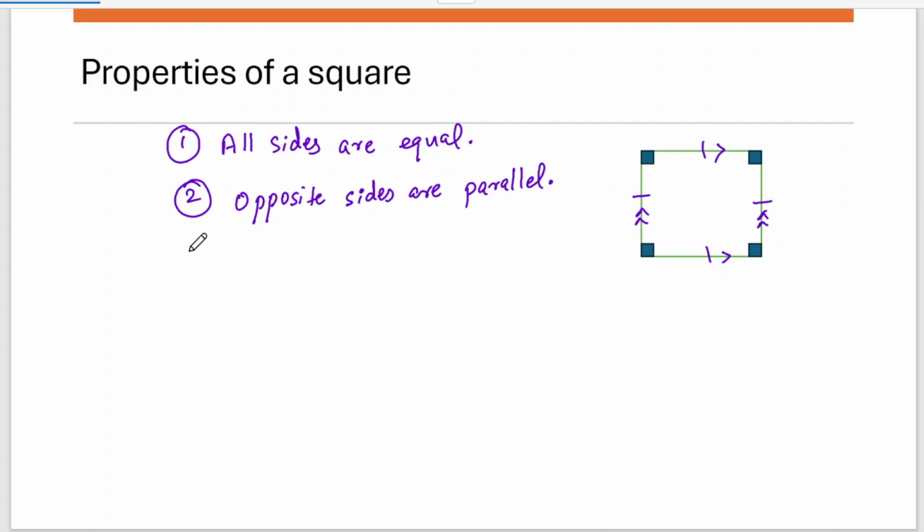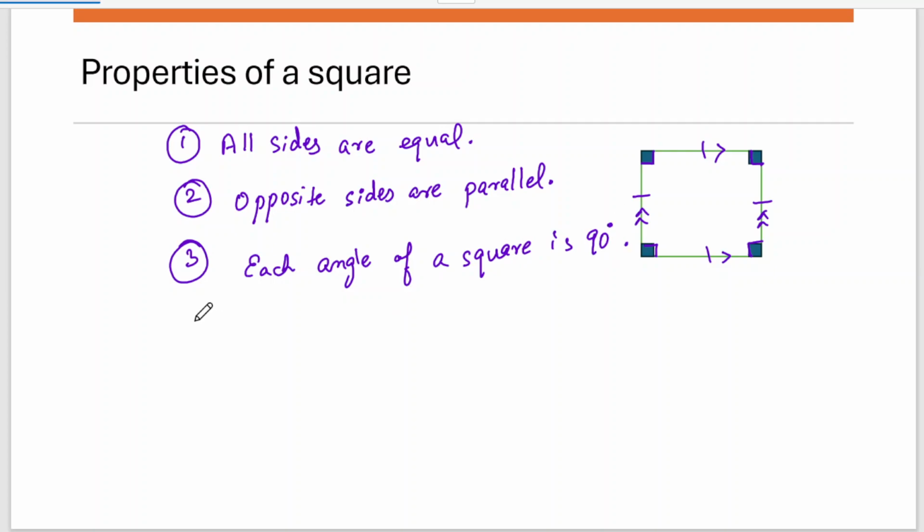Okay, now the third point. You can see that each corner is making an L shape and that angle is called a right angle. So each corner has a right angle, which means each angle of a square is 90 degrees.